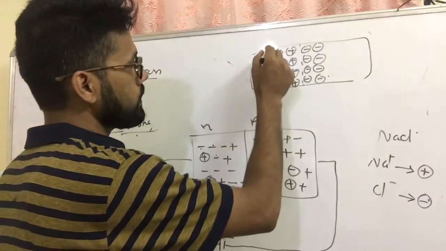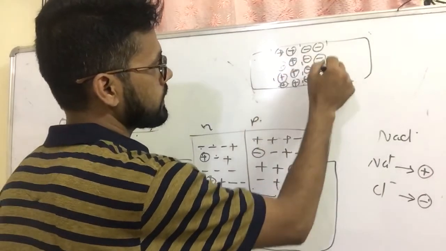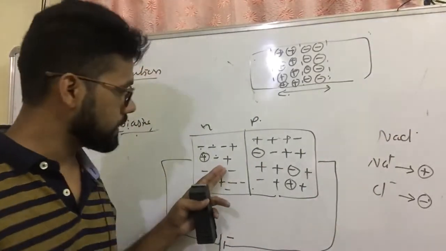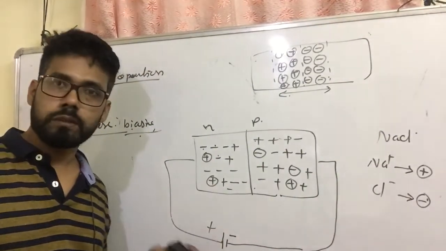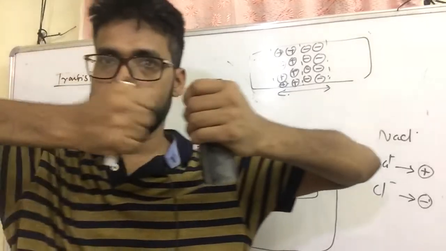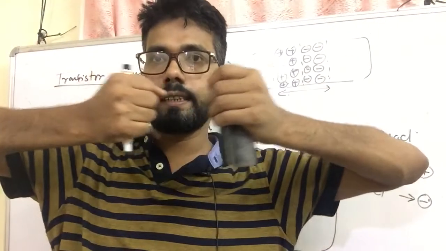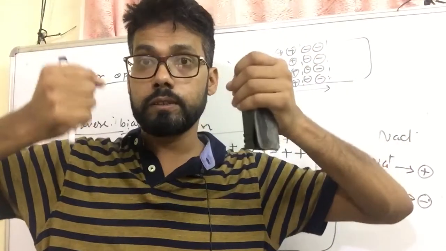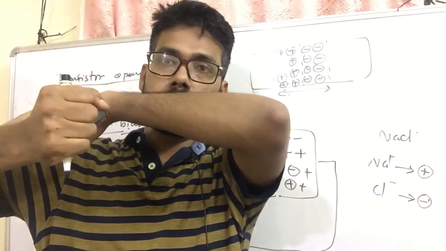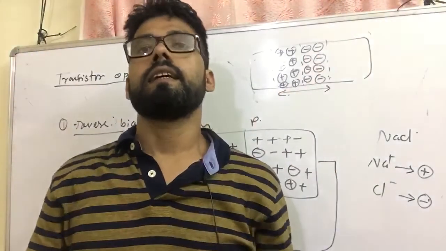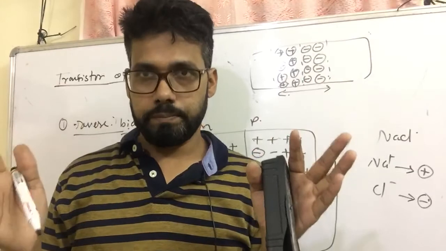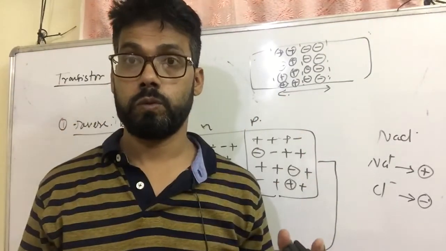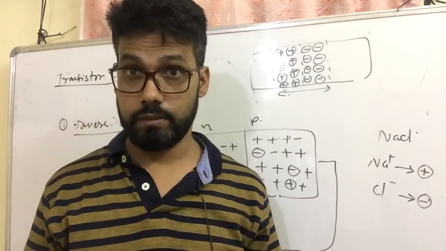Now, the width of the depletion region is very high. Why? Because the electrons and holes are attracted in this way, electrons toward this direction and holes toward that direction. As a result, the depletion region increases, and due to this increase, the electron cannot jump from this side to this side. As a result, the output current due to majority carriers becomes zero. Clear? This is the case in a diode.